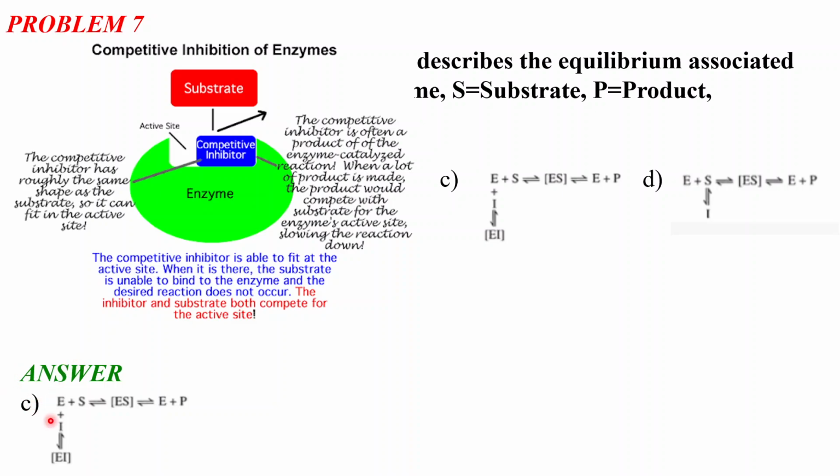Okay. So here you can see the enzyme, the inhibitor and the substrate are competing to form an enzyme substrate complex and an enzyme inhibitor complex. That is why this is an equilibrium, which suggests that the enzyme can form the enzyme substrate complex with the substrate, and it can also form the enzyme inhibitor complex with the inhibitor, because the competitive inhibitor has the same shape as the substrate. They compete for the same active site of the enzyme.